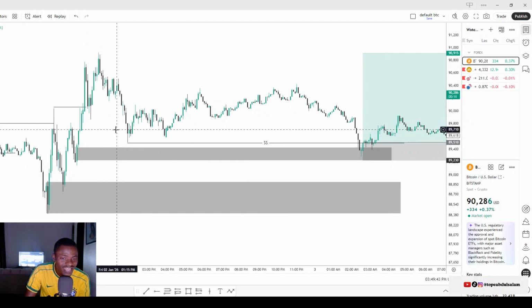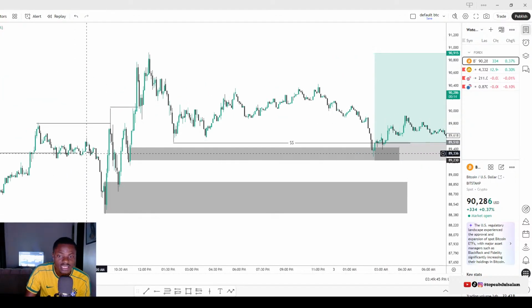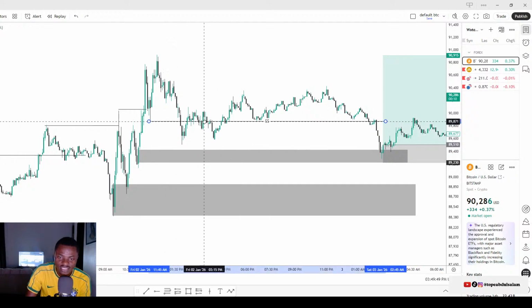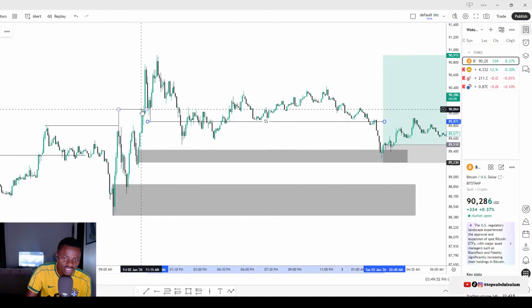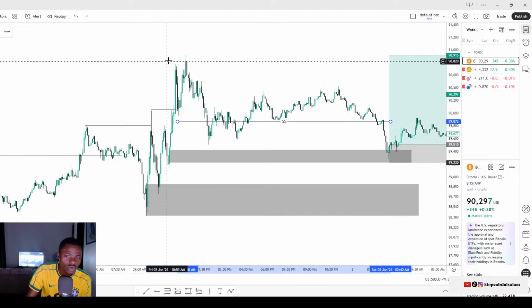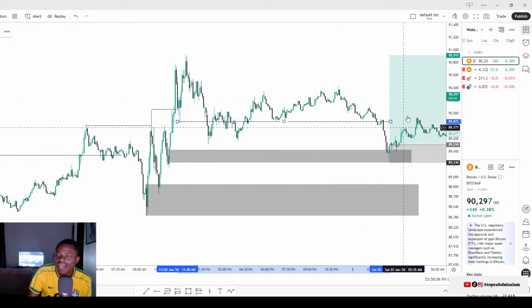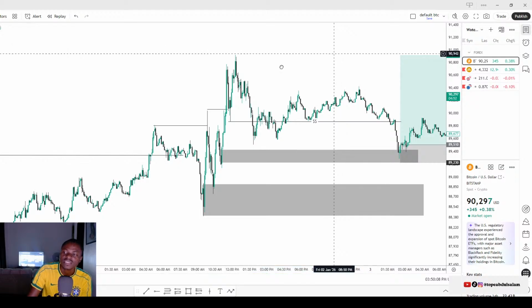It had an inducement. You get, it had an inducement. This is the inducement because after breaking this structure, look at this retracement back. This is the first failed pullback. Then it went up, broke structure again before it eventually came down, consolidated before it tapped the zone, and it gave me an entry and I entered from it.